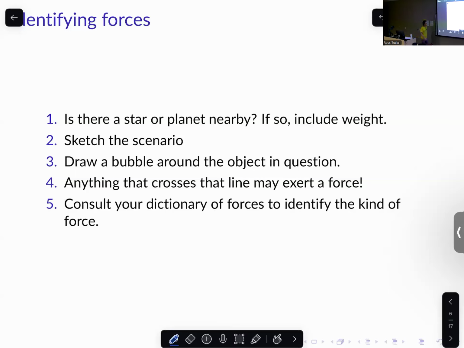Okay, write this down. Think about each one of these. This should make some kind of common sense, but it's harder than it looks. And I'm going to point you back to this list again and again when we're doing analysis. One, here's how to find forces acting on an object. One, is there a star or planet nearby? If so, include weight. I should say, if you care about the vertical direction, star or planet, include weight.